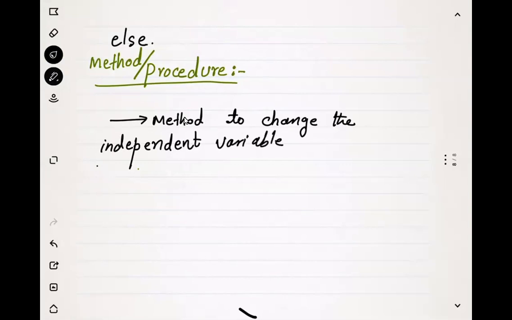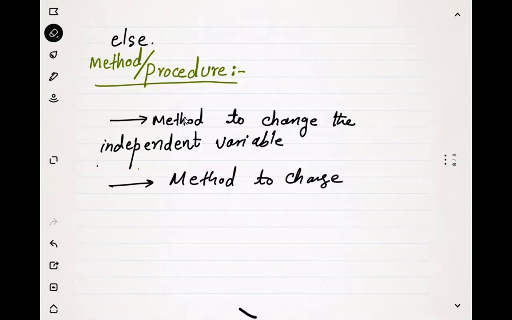Then you have to give the method to change the independent variable. Then when you change it, you have to measure it.